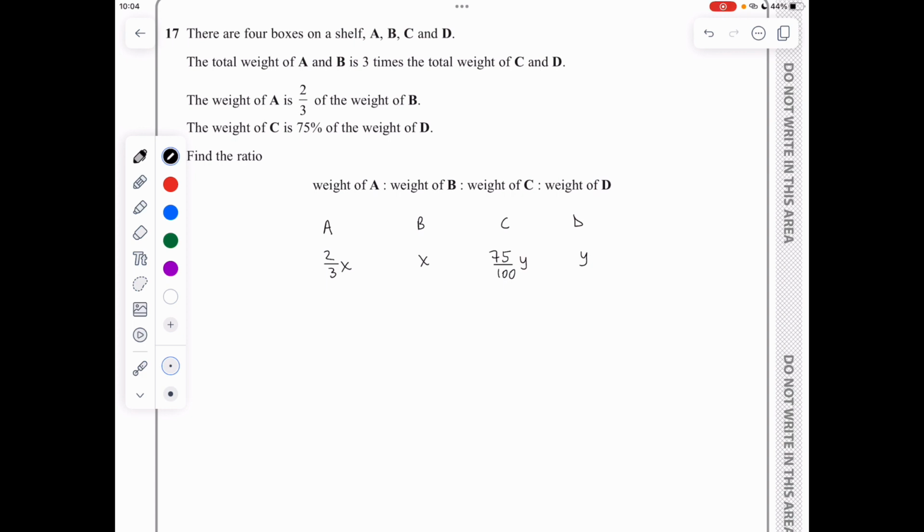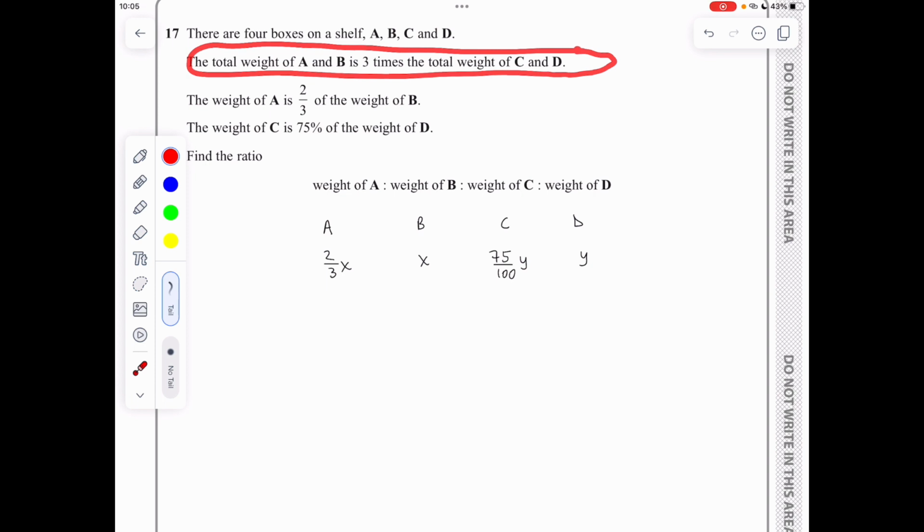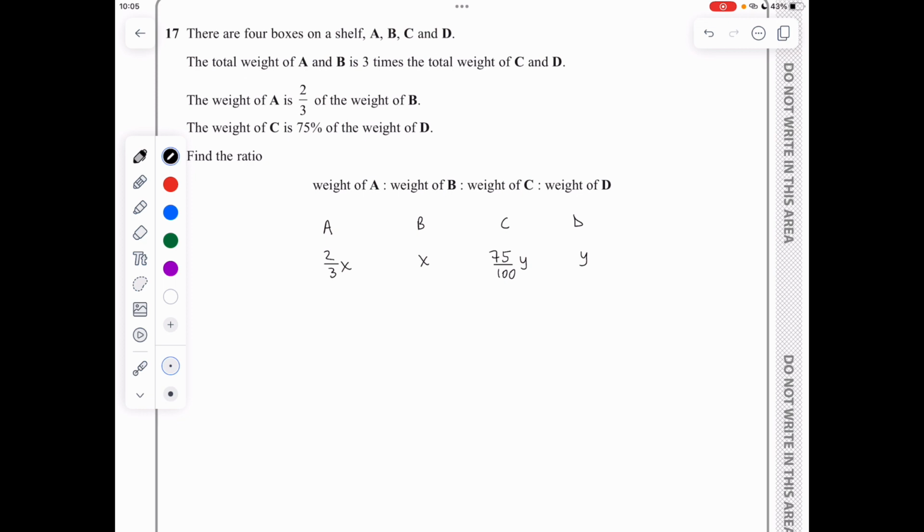I can then proceed with the extra piece of information I was given at the beginning, that the total weight of A and B is 3 times the total weight of C and D. So A and B together is 2/3 x plus x, and this will be 3 times the 75 over 100 y plus y. And this means that we've got 5x over 3 is equal to 3 times 7y over 4. And this will help me build a relationship between x and y.